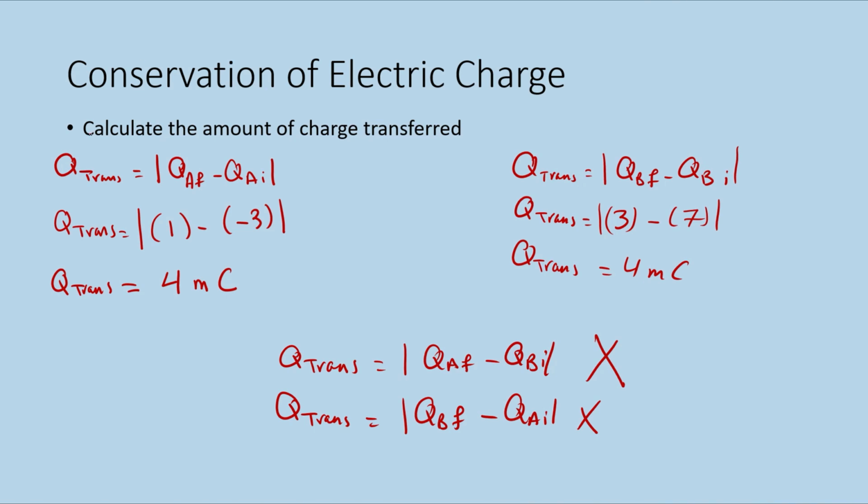So I can do this. Q transferred for A is 4. It is +4 because it lost electrons. For B, we're using the absolute value, but if I wanted to calculate it, this is the magnitude of the transferred charge. But the polarity is negative because it stands for an amount of electrons that was gained.